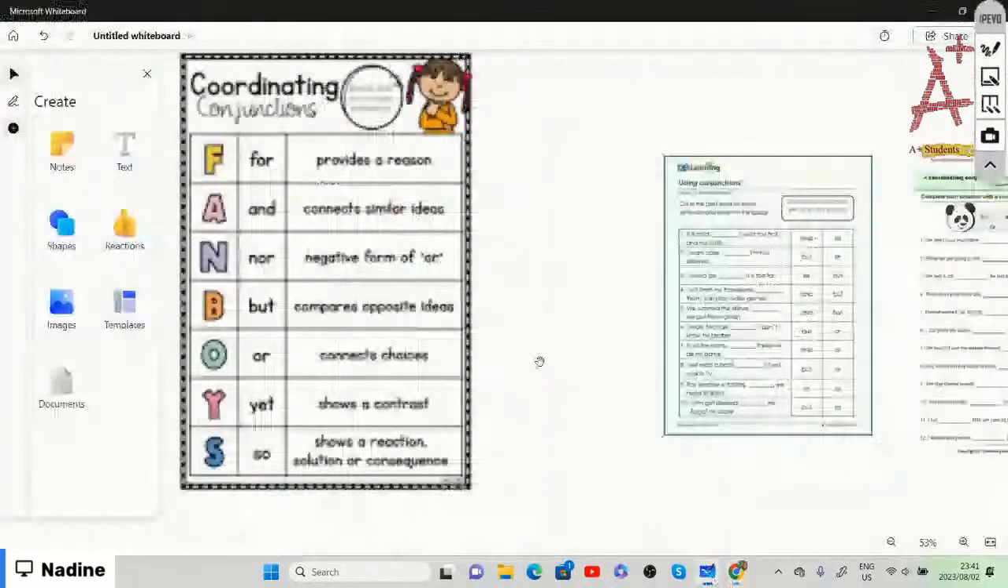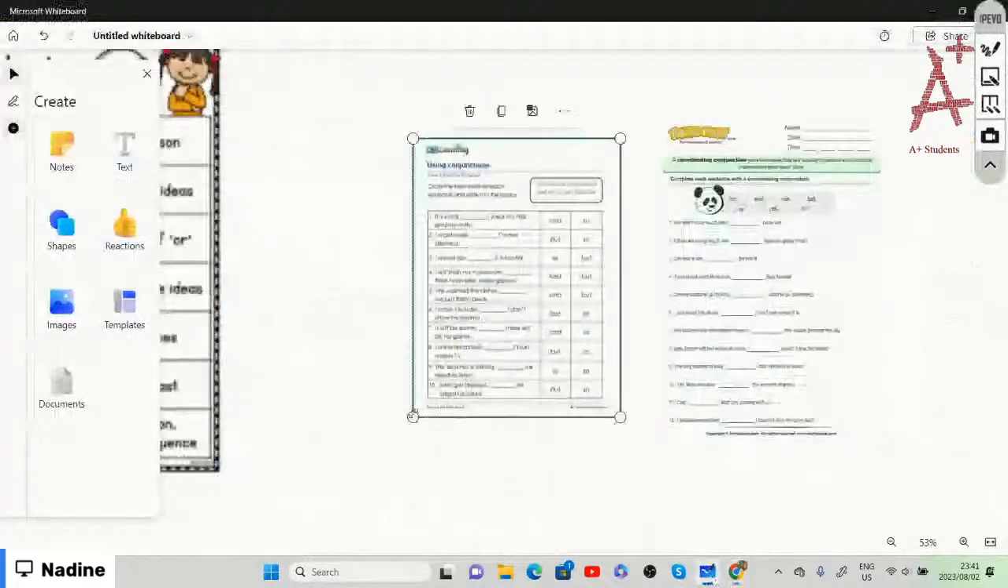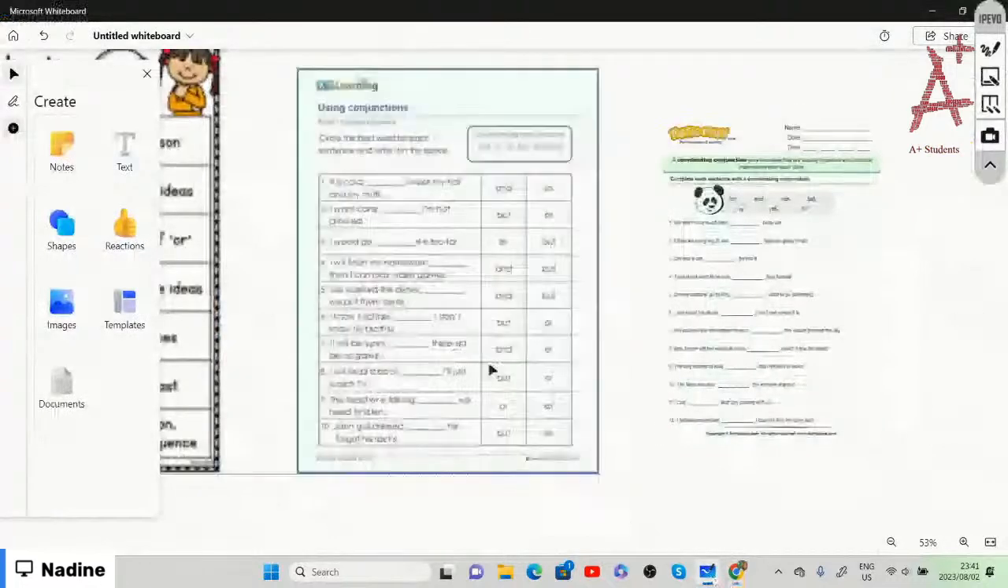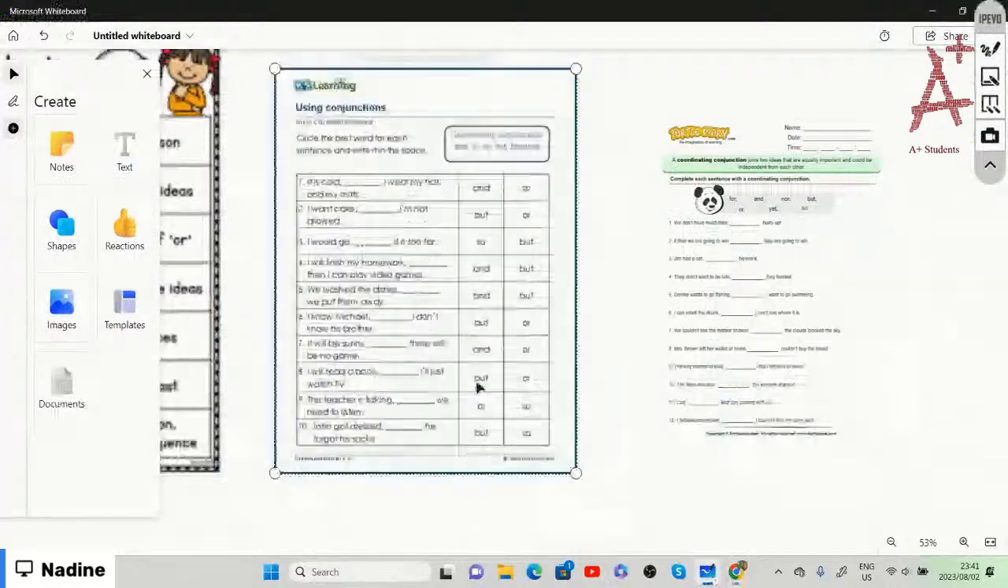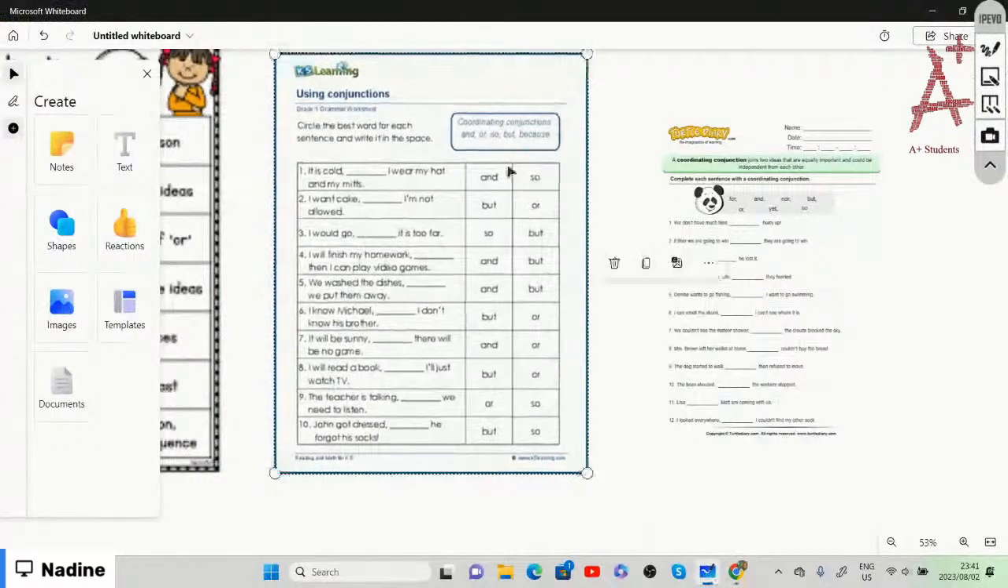All right, so just to end off, we are going to do a little activity. Okay, so we need to choose the best word for each sentence. So we are going to just circle it and not write it in the space. And the coordinating conjunctions, right, are and, or, so, but, because, right? But we are just going to choose between and, so, but, or, right?